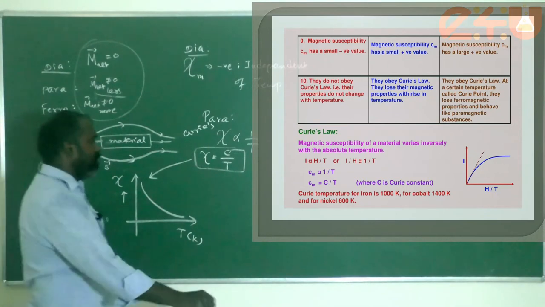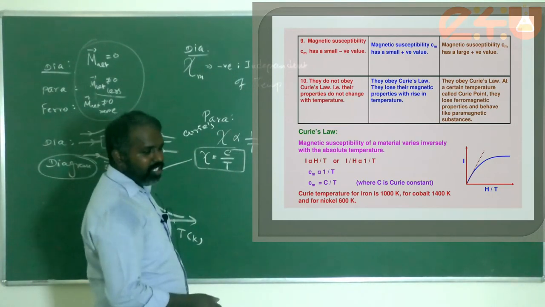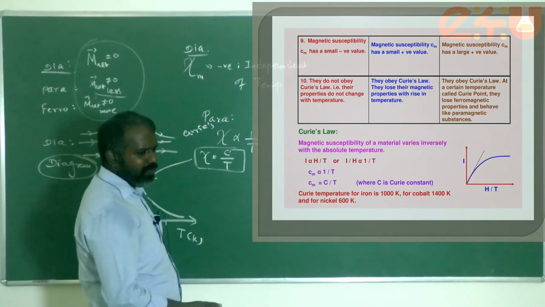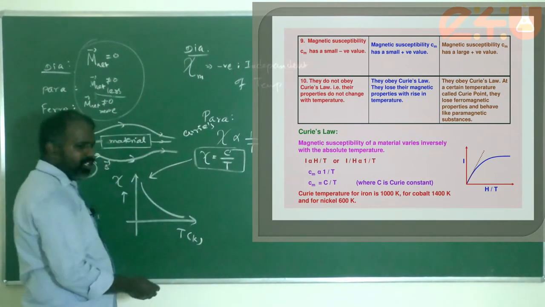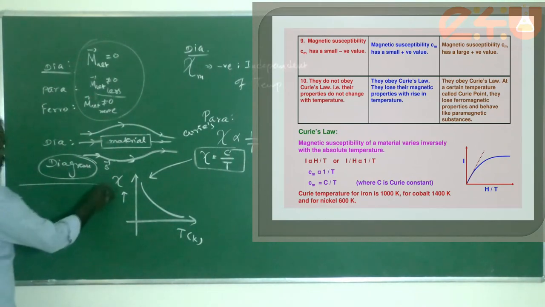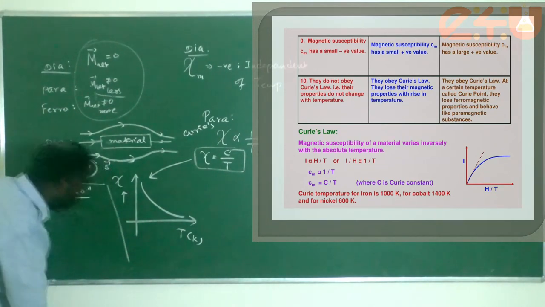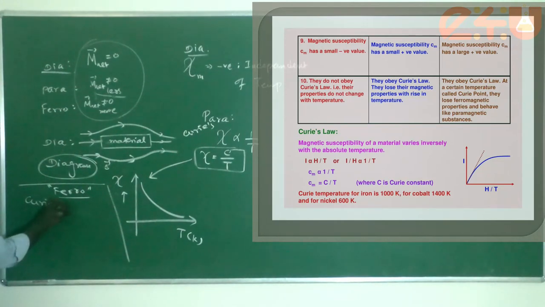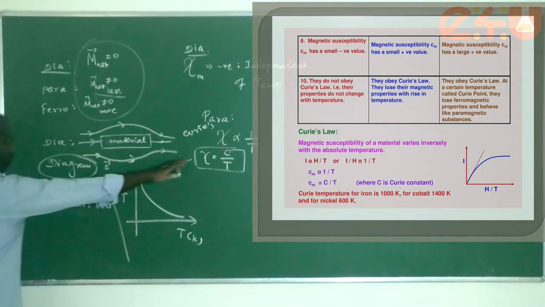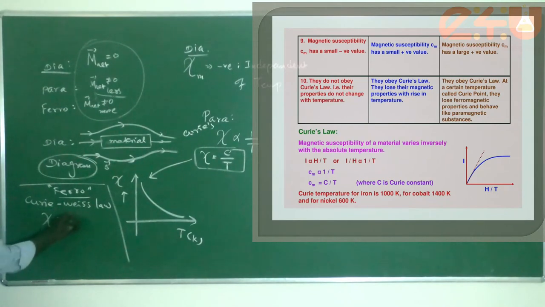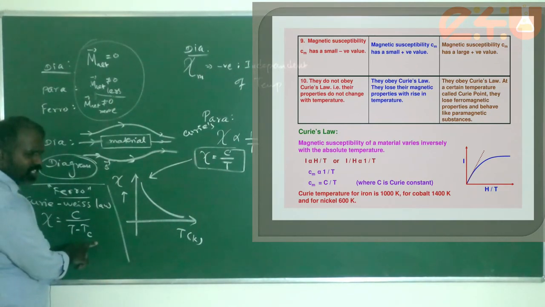But in the case of ferromagnetic material, in the case of what, children? Ferromagnetic material, the same kind of variation will be there, but there is a small correction. So for ferromagnetic material, there is a correction, that is the Curie-Weiss law. Okay, what this says is the same concept only, with a slight correction of T minus TC. That means there is a temperature difference, where TC is called the critical temperature, or we can say the Curie temperature.